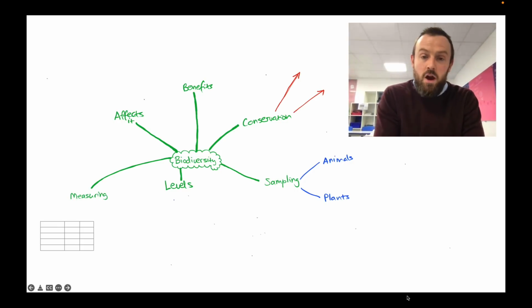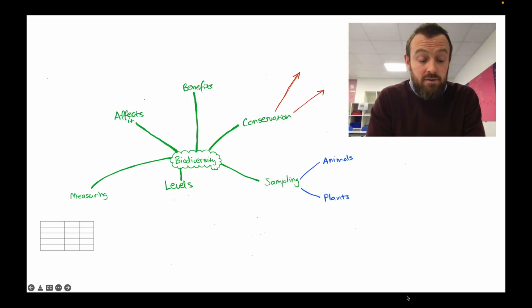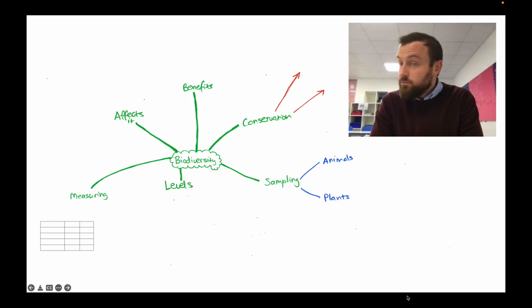We're going to be running through all of the OCR module 4.2, which is on biodiversity. Now this module, if you're watching this in 2022, can be assessed in the upcoming exam. So it's going to be really important to understand this. I'm going to be breaking it down into these major areas.